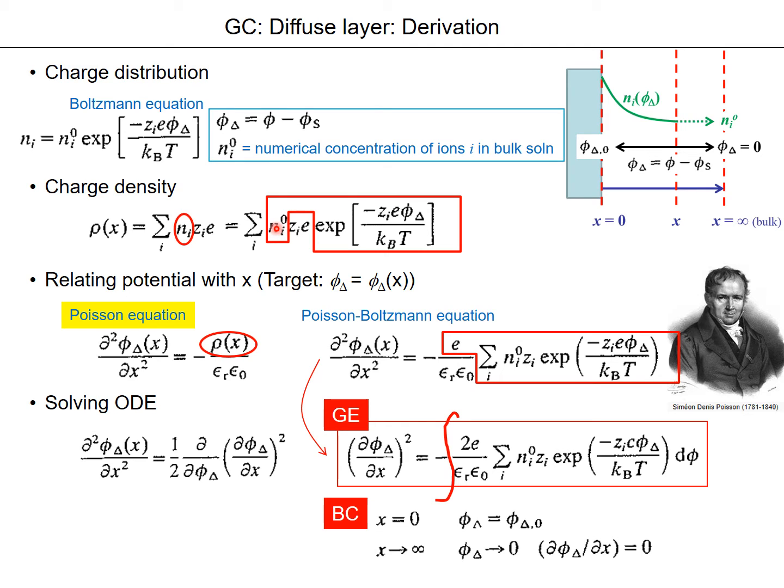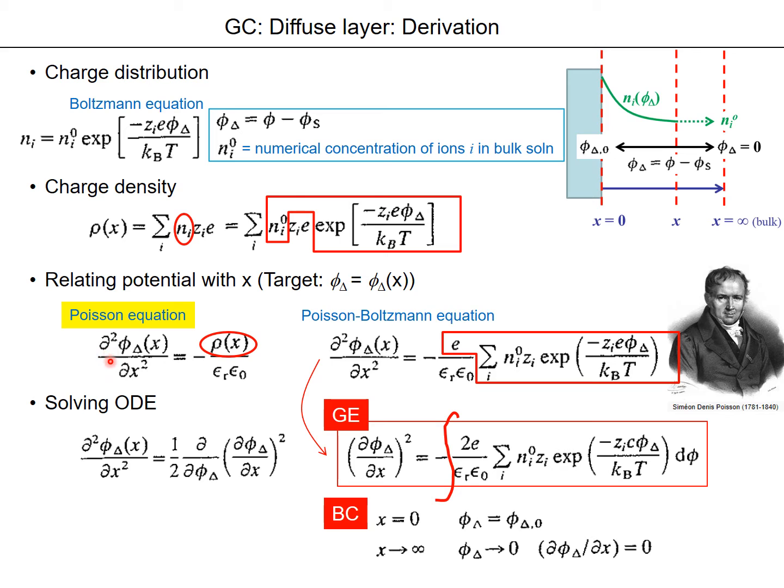Then let's go to the Poisson equation. Actually, I'd like to obtain the potential profile around the surface, I mean phi delta as a function of x. So to obtain the phi delta profile, we need the Poisson equation.